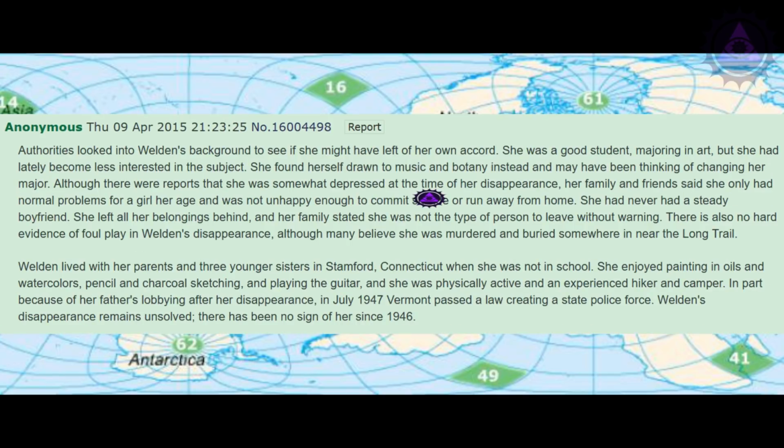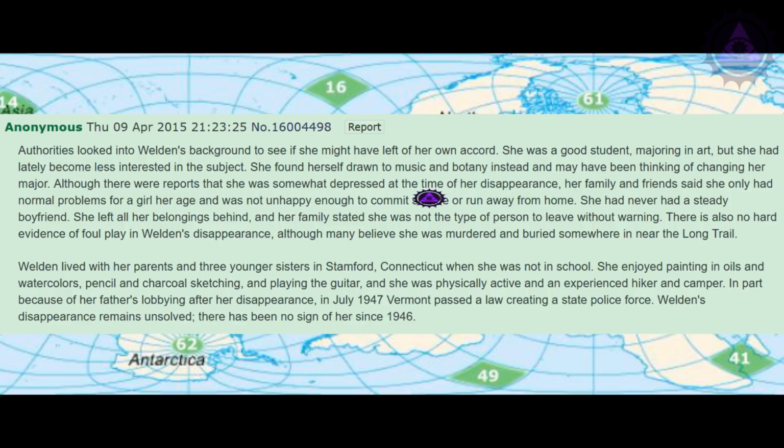Authorities looked into Welden's background to see if she might have left of her own accord. She was a good student, majoring in art, but she had lately become less interested in the subject. She found herself drawn to music and botany instead and may have been thinking of changing her major. Although there were reports that she was somewhat depressed at the time of her disappearance, her family and friends said she only had normal problems for a girl her age and was not unhappy enough to commit suicide or run away from home. She had never had a steady boyfriend.